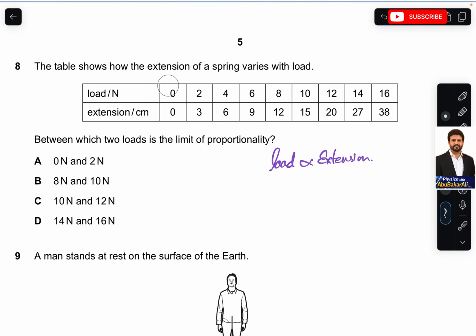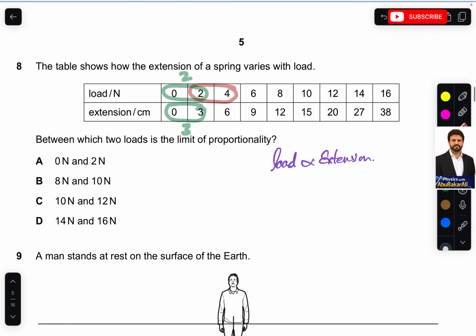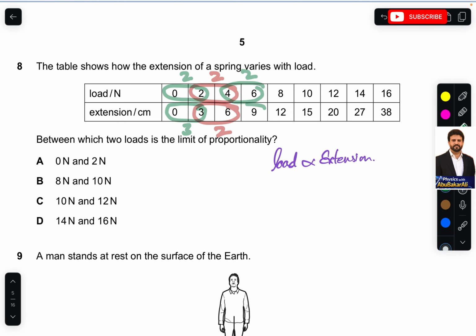From here to here, the change is 2. Here to here, the change is 3. This point to this point changes 2. This point to this point changes again 2. And again, here changes 2. Sorry, this changes 3. This is also 3, right? From this to this, the change is 2. From this to this, it changes 3.